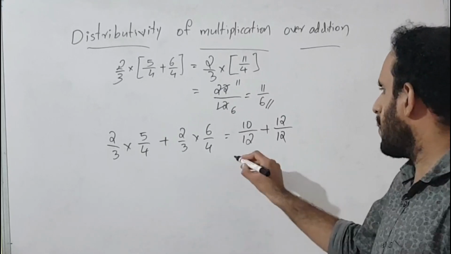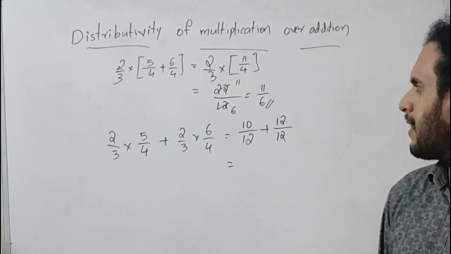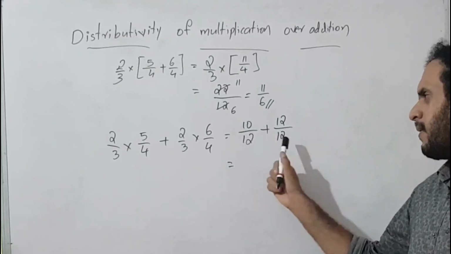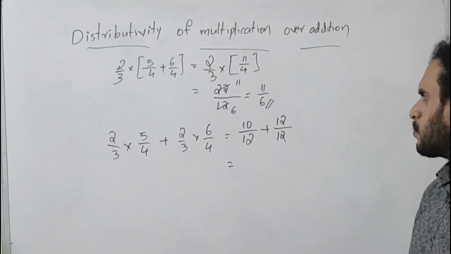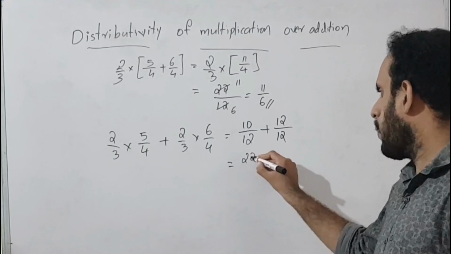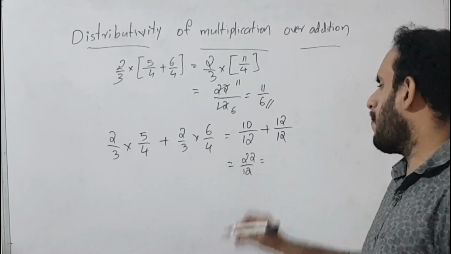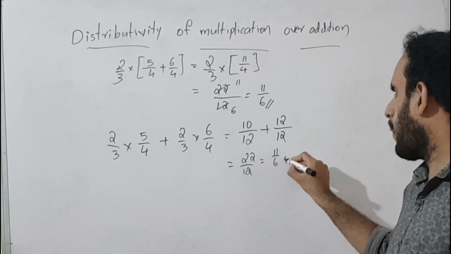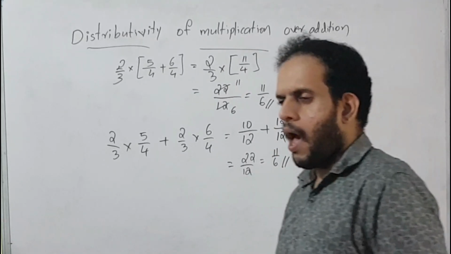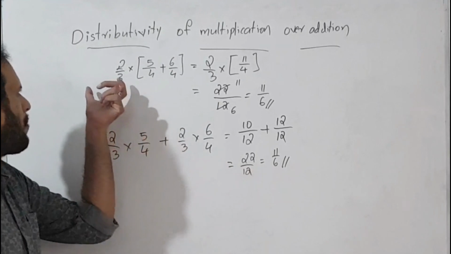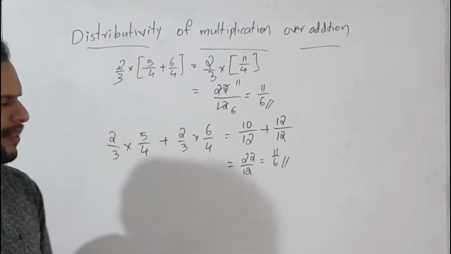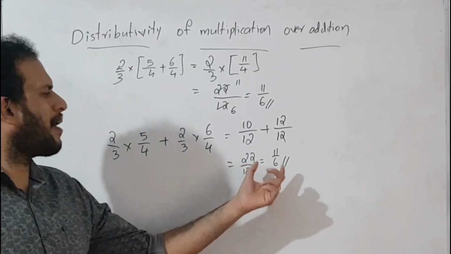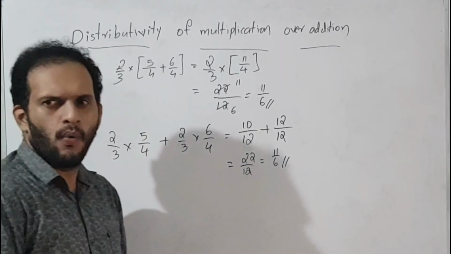Now we want to add 10 by 12 and 12 by 12. The denominators are equal, so we add the numerators: 10 plus 12 is 22, so 22 by 12. It is possible to reduce, and we get the answer 11 by 6. So if we distribute the 2 by 3 to 5 by 4 and 6 by 4, multiply and add the answers, we also get the same answer, 11 by 6. So what do we conclude here?